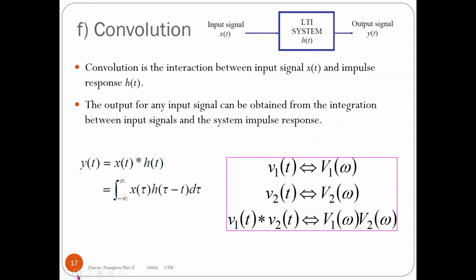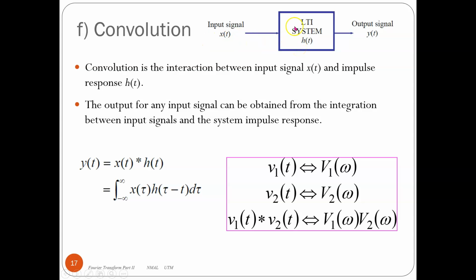Okay, so the next property here is convolution. I hope you have already watched the convolution part for the time domain signal. This is crucial because your MATLAB assignment will involve convolution in terms of the time domain and also the frequency domain. For the frequency domain, the convolution process is much easier compared to the time domain. In order for us to perform the convolution, we need to understand the interaction between the input signal and the impulse response in the time domain.